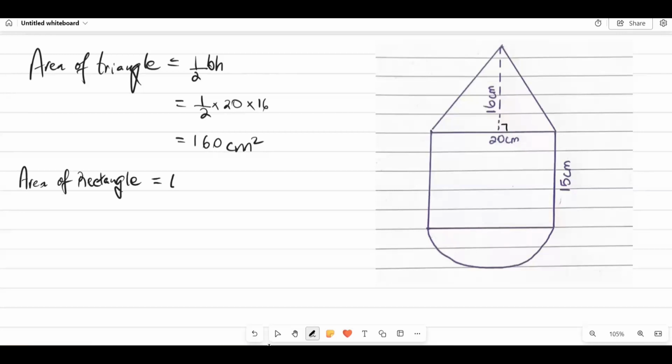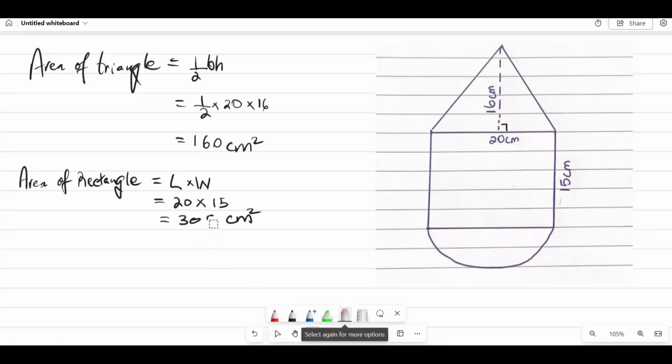The area of the rectangle is length times width. And the length is 20, the width is 15. So we're looking at 20 times 15, and this is going to give us 300 centimeters square. Let me write that over. All right, so we have 300 centimeters square for that.